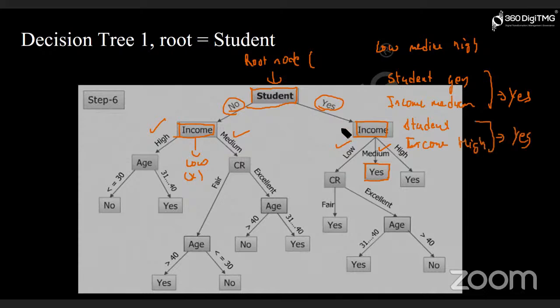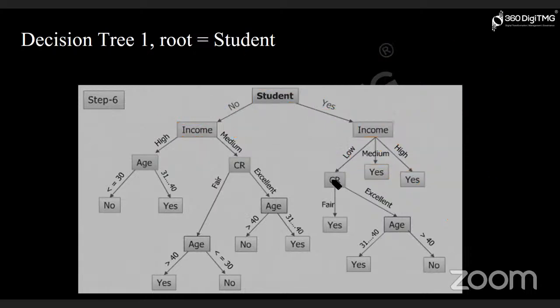So here we have two branches coming to an end. So these two yes values are what we call as leaf node or terminal node. So we have terminated our decision making at this point. Okay. So then once that is done, then we move on to the next one.